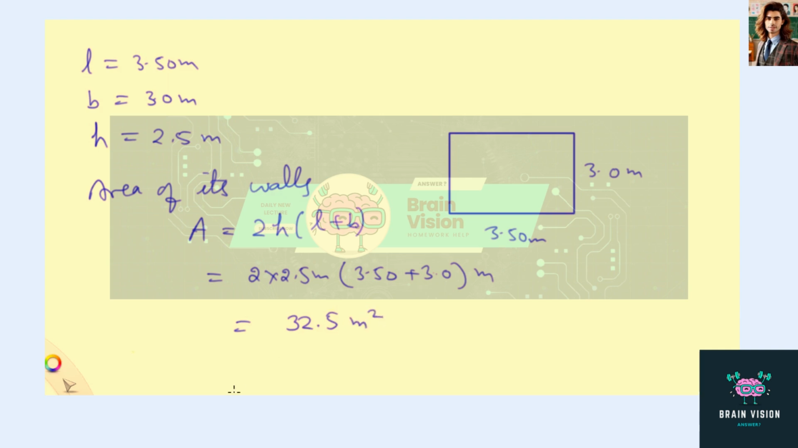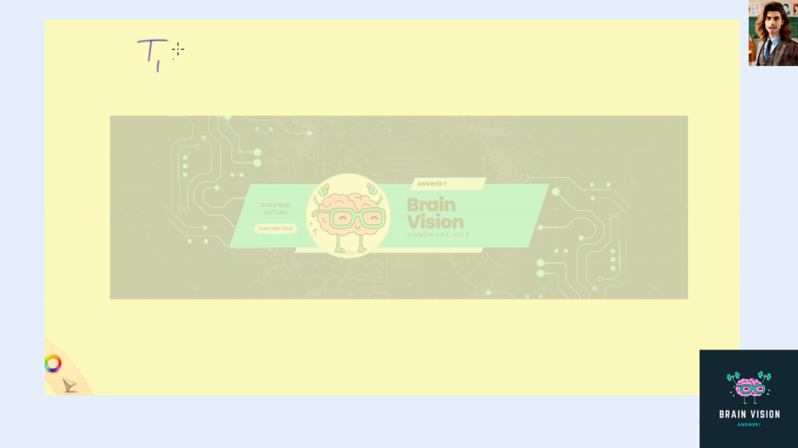Now, it is given that the outside temperature is 2 degrees Celsius and inside temperature is to be maintained at 19 degrees Celsius. So the difference of temperature will be T2 minus T1, means this is 17 degrees Celsius.